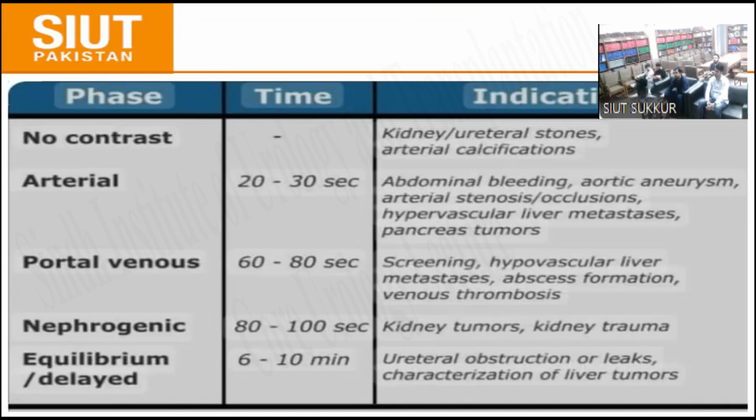Or in the portovenous phase, which we may take between 60 to 80 seconds, we do the screening for hypovascular liver metastasis, abscess formation, venous thrombosis. Or in the nephrogenic phase, which we may take between 80 to 100 seconds, we can differentiate different kidney tumors or see kidney trauma. Or in the delayed phase, in which the image is taken between 6 to 10 minutes, we can see the ureteral obstructions, leaks, and characterize the liver tumors.